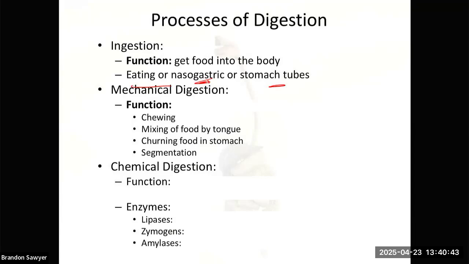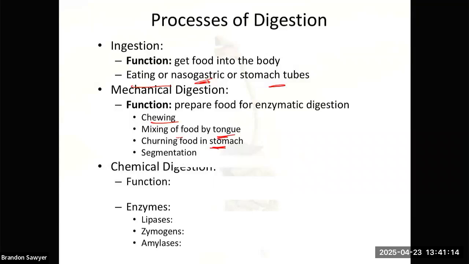Mechanical digestion is just smashing things together. This is obviously chewing, but mixing of food by the tongue is important. Churning of food by the stomach. We'll see our stomach can really contort itself in all kinds of different ways, and that serves a role to mix things up. And then we have a process called segmentation where we get food going down the tract really fast, and then we put a wall up there and the food just hits that and churns around in that area. That's segmentation. And then chemical digestion.